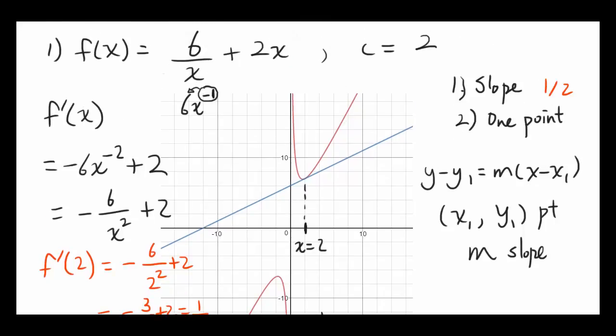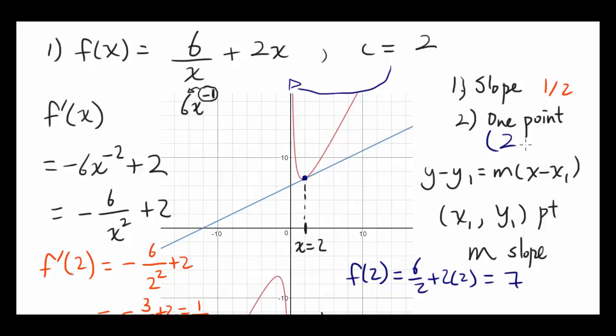How about the point? Do we know any points on this line? Well, when x is 2, you want the line to coincide with the graph of our function. You want them to touch each other. So at x equals 2, you want the y value of this point to be whatever you get when you plug 2 into the function. So let's do that. What's f of 2? When you plug 2 into f, you get 6 over 2 plus 2 times 2, which comes out to be 3 plus 4, or 7. So one point on this line is going to be 2, 7.